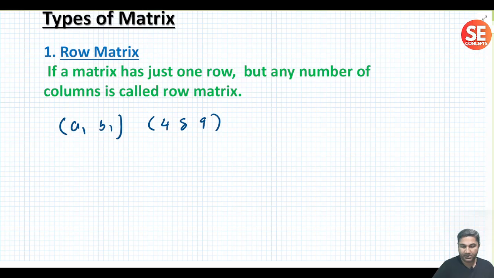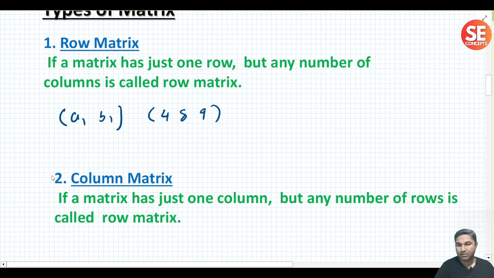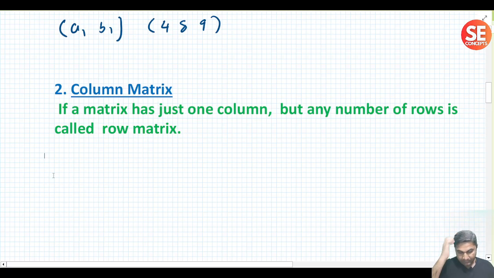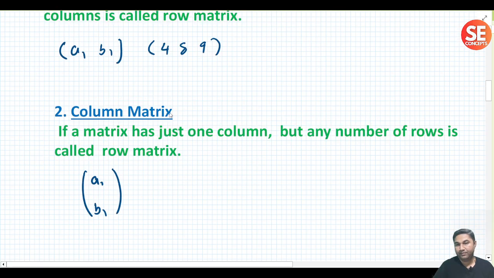The next matrix is also very simple, the column matrix. A column matrix is similar to a row matrix. You write it in a column: A1, B1, or 4, 8, 9. You see only one line is there, no second line. If you add a second line, it doesn't become a column matrix.